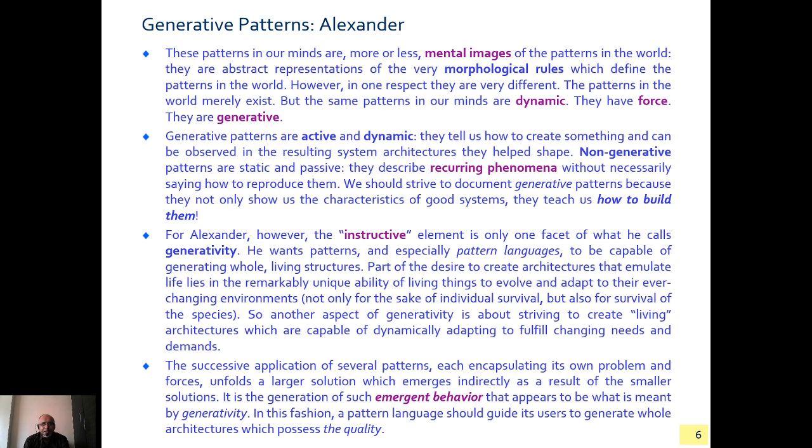Moving next, patterns are more or less mental images and they are guided by morphological rules. The things that we are able to perceive and visualize, we have our own rule set to understand and interpret. So if there are two people observing one thing, the perception or the mental image could be different. Right? So the patterns in our mind are dynamic. They have force, they are generative. Right? So constant changes are being brought up. The mind works in that way only. So generative patterns are active and dynamic. We are not dealing with a passive and static kind of interpretation.